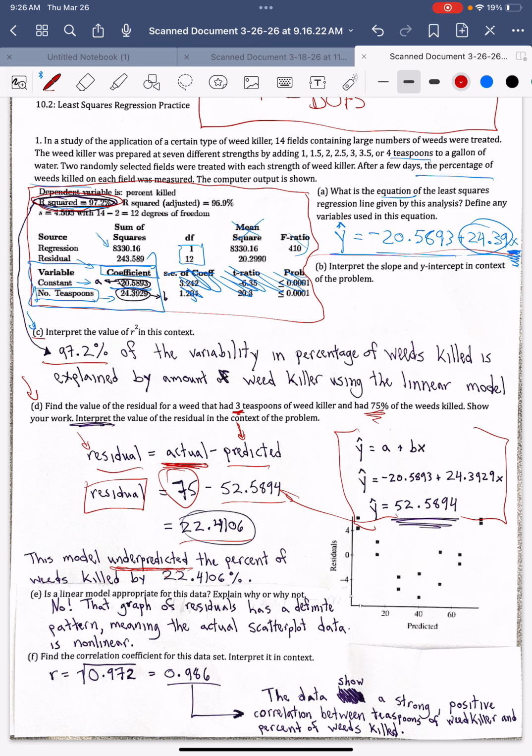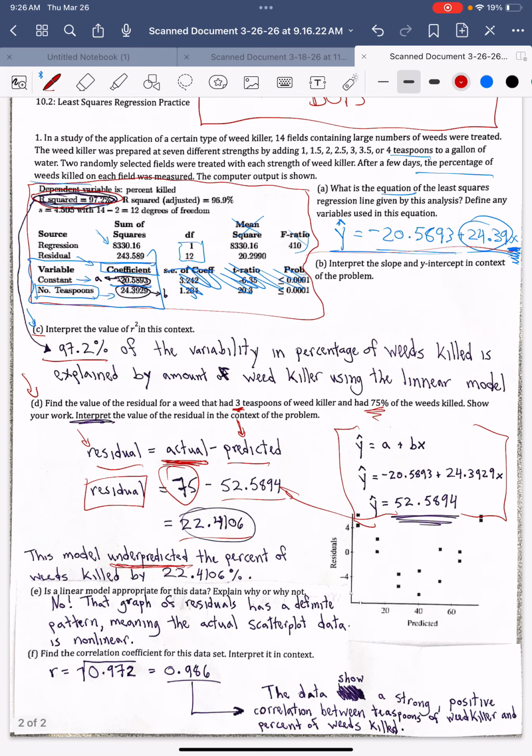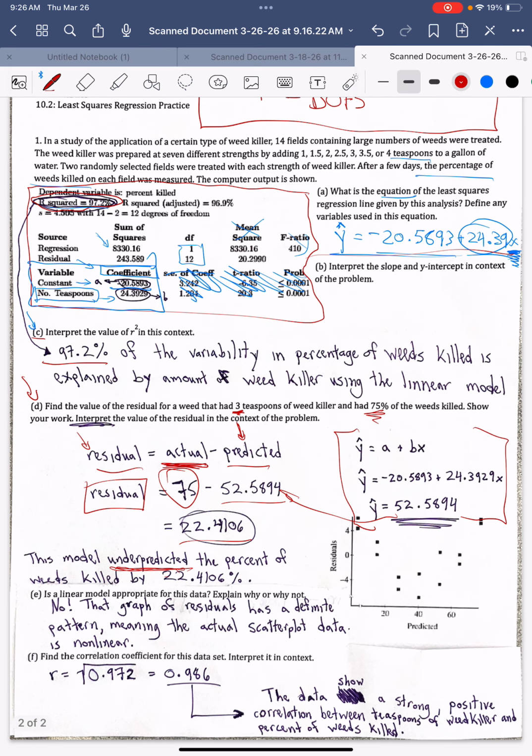You can also kind of approximate what we would see for 3 by taking a look at our residuals graph to the right, but this is the exact way to get the answer. Okay, for part E, is a linear model appropriate for this data? No, look at this graph of residuals. It makes a parabola. That is a pattern, and that's what I say here. And then it says find the correlation coefficient for this data set, interpret it in context. The data show a strong positive correlation between teaspoons of weed killer and percent of weeds killed.